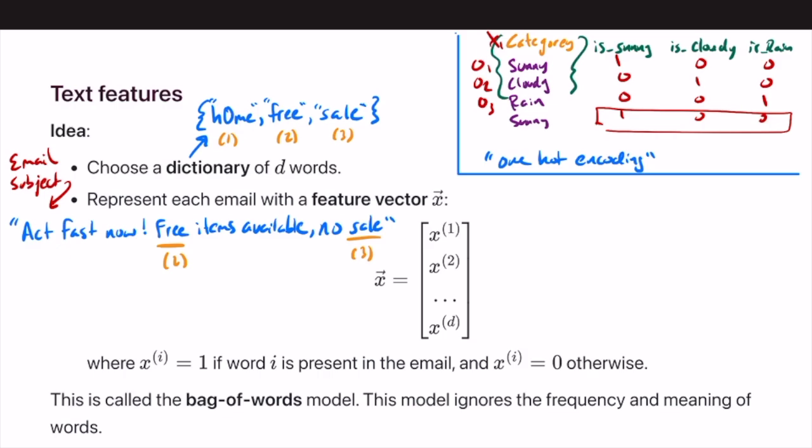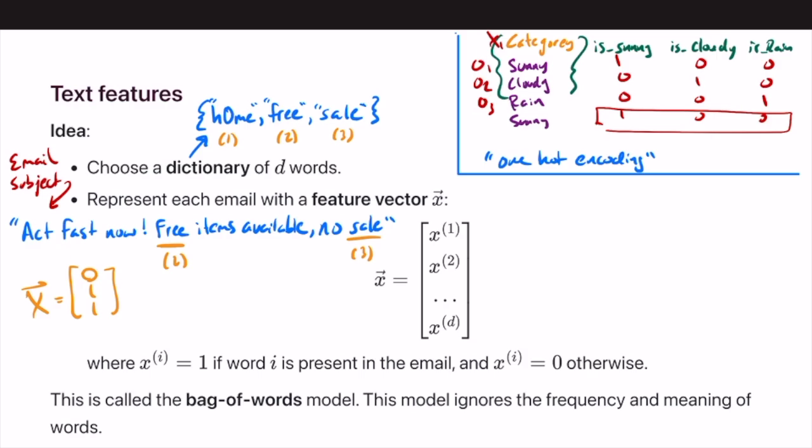So we would say in this case that our x vector is equal to, well, we have 3 numbers we have to put in. So did we have the word home? No, so we get a 0. We had the word free, and free is at index 2, so that gets a 1, and then sale gets a 1.